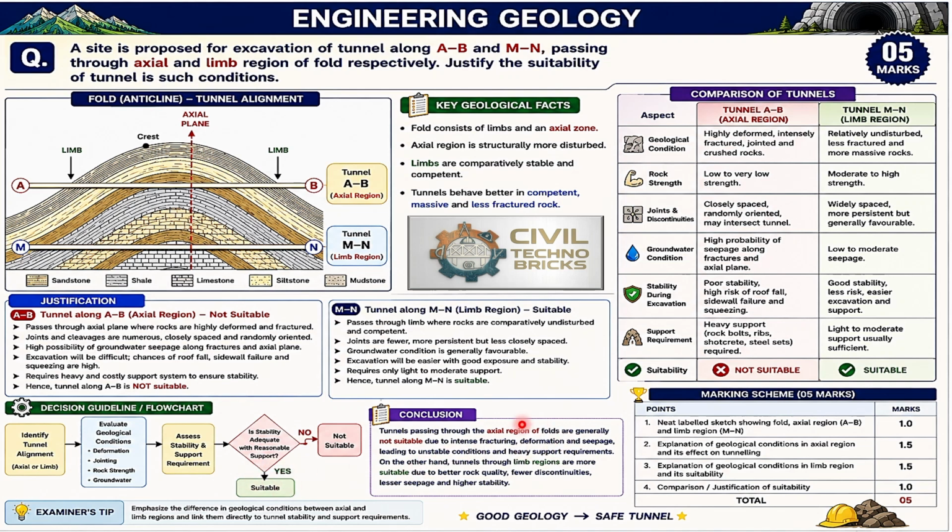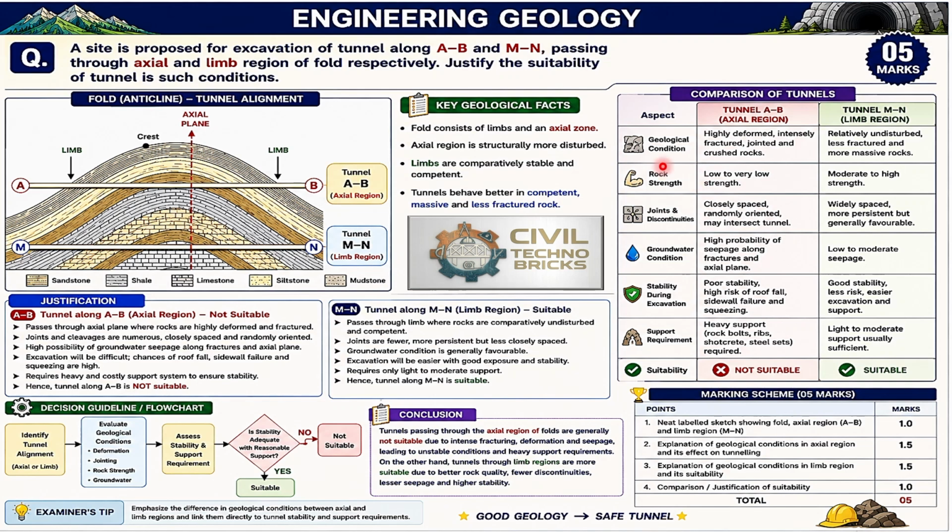Likewise, we conclude our answer: a tunnel passing through the axial region of folds is generally not suitable due to intense fracturing, deformation and seepage, whereas tunnels through the limb region are more suitable due to better rock quality, fewer discontinuities, lesser seepage and higher stability. So good geology is needed to construct safe tunnels.